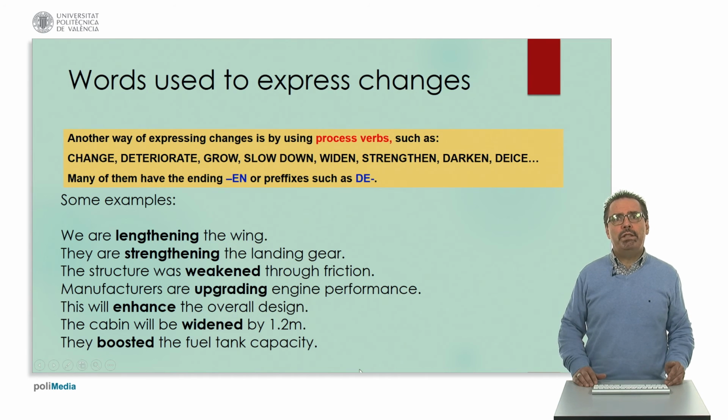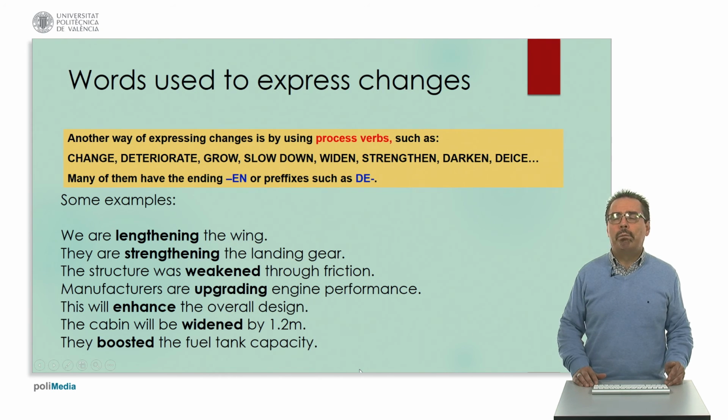Another way of expressing changes is using process verbs such as change, deteriorate, grow, slow down, widen, strengthen, darken. And many of these verbs actually end with the ending -en, or have prefixes such as de-.